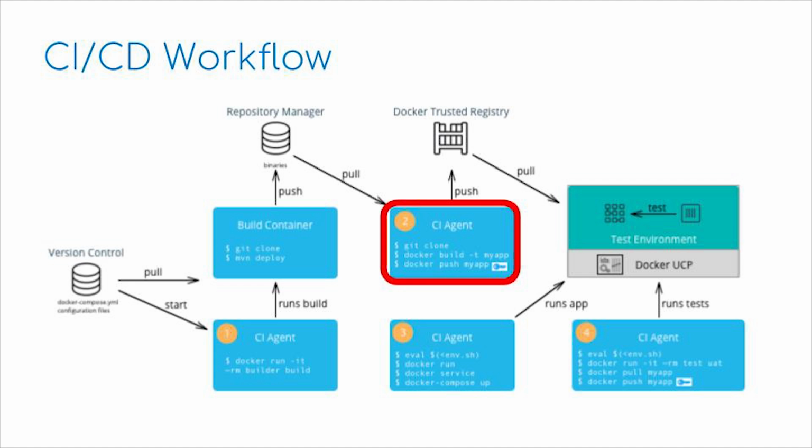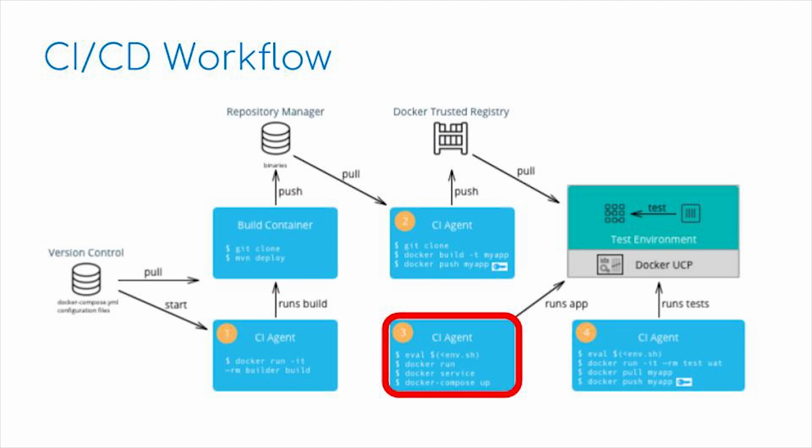The second part is to build the image. The CI agent pulls the Dockerfile and associated files to build the image from version control. The Dockerfile is set up so that the artifact built in the previous step is copied into the image, and the resulting image is pushed into Docker Trusted Registry. If Docker Content Trust has been enabled and Notary has been installed, the image is signed with a CI/CD signature.